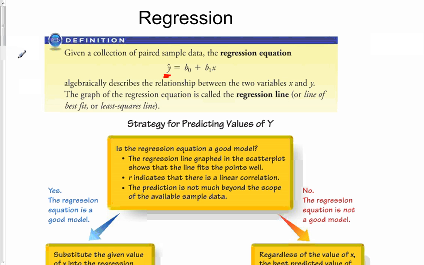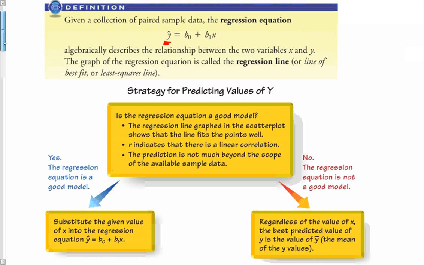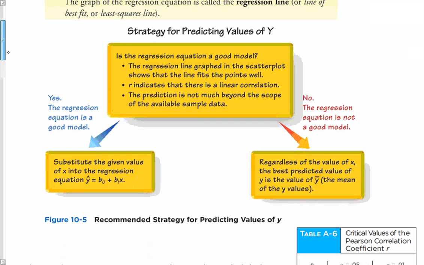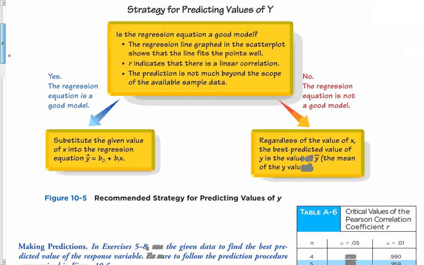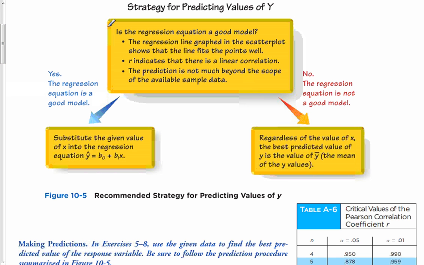Now, the regression equation can be used for prediction. You can use the regression equation to predict values of y given values of x or vice versa. But you want to make sure that the regression equation is actually a good model. Here are the things you have to do to determine whether the regression equation is a good model.